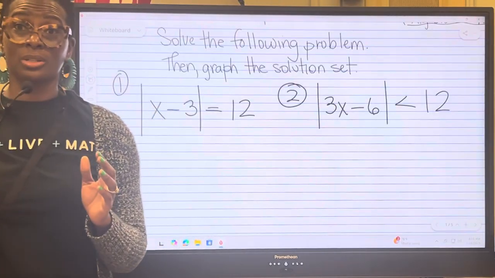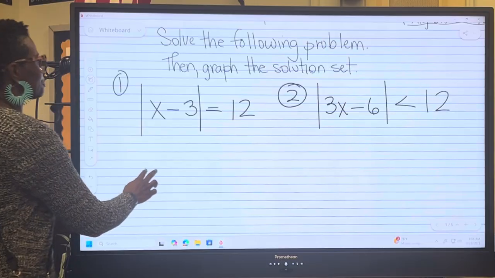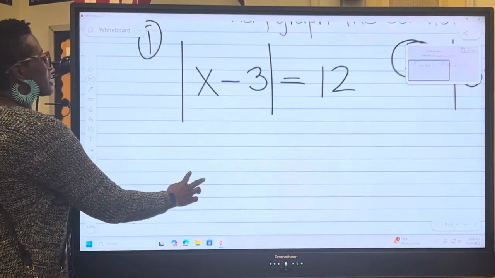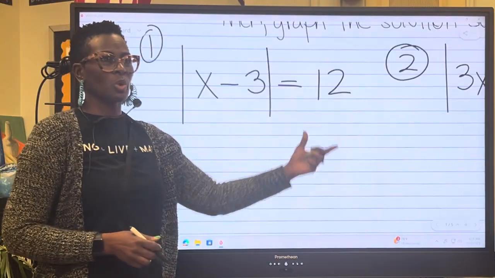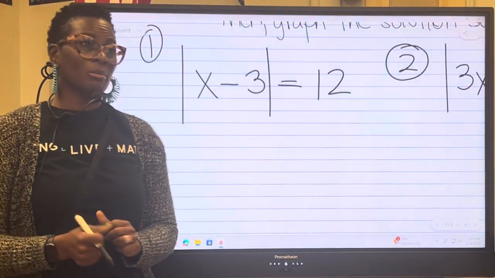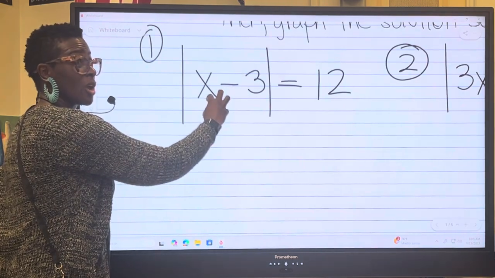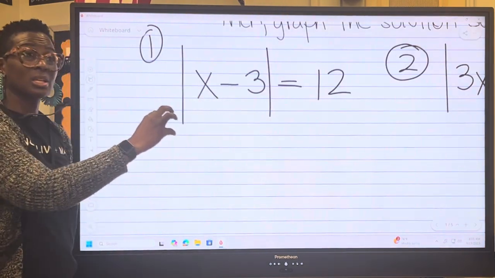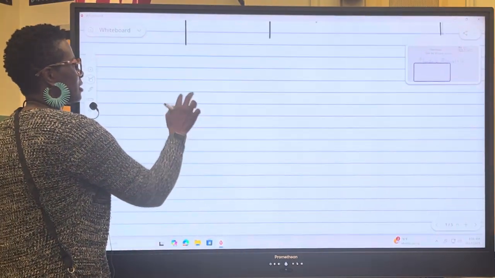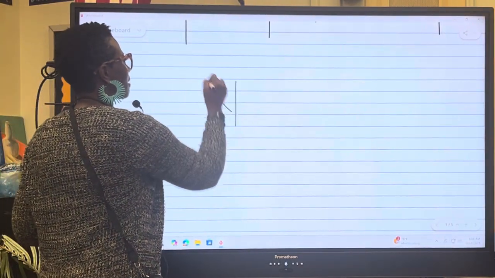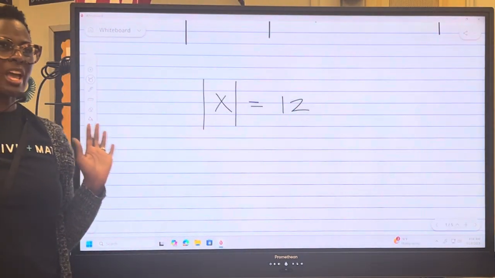Is everybody following? Okay, so let's look at this first problem that we have. The first problem says the absolute value of x minus 3 equals 12. Now, Sanri, what does that tell me? That tells me that whatever's in here, what can it come out to be? Let me ask you this. What if I gave you this: the absolute value of x equals 12. Talk to me. What could x be?